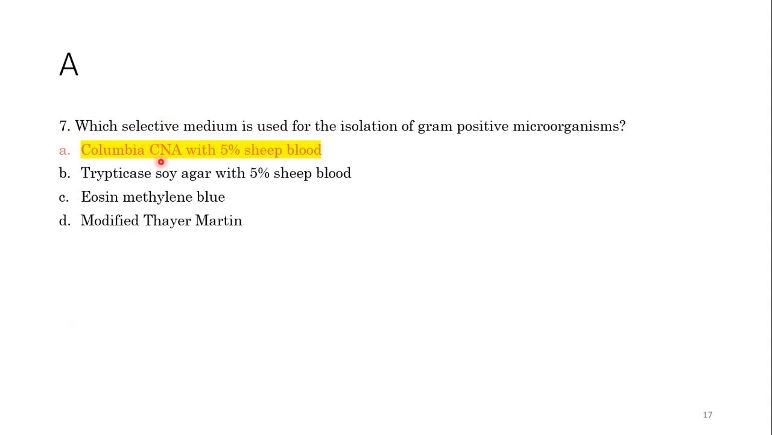Columbia CNA is used for the isolation of gram-positive microorganisms, usually gram-positive cocci. How about letter B? Trypticase soy broth is for Brucella. EMB is one of the culture media for enterobacteria. This is also known as the endo agar. And lastly, modified Thayer Martin agar is a selective medium for gram-negative cocci like Neisseria. So the correct answer is letter A.